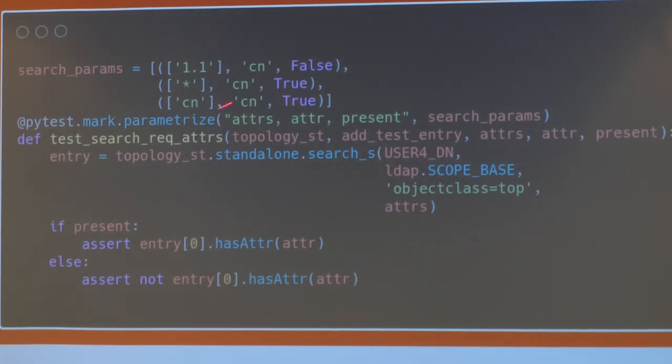You have this variable search param, which goes here, and then it's divided into attributes, some different attributes. While running, it will run not only once, but three times with these parameters. Before this, it will create a topology with one standalone instance, which you can then use in your test. And then it creates some test entry, also before the defined topology. So overall, the efficiency is much, much bigger than just writing tests straight away.